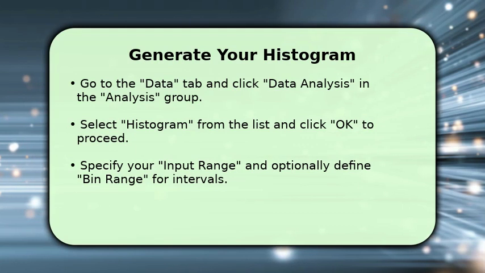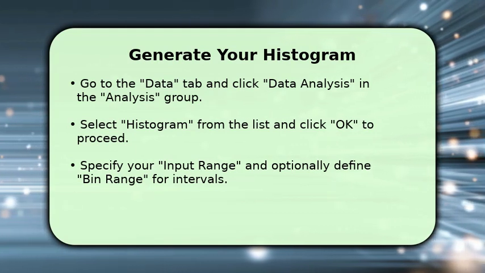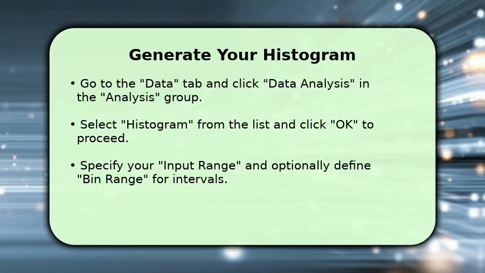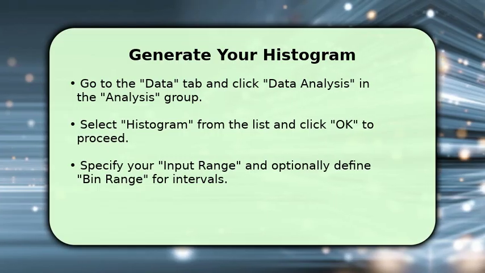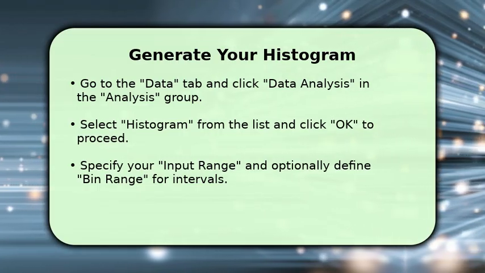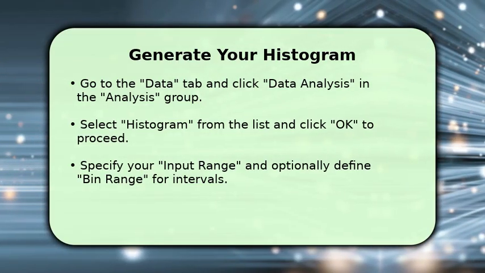With the Analysis Tool Pack enabled, you are ready to generate your histogram. Head over to the Data tab in the Excel ribbon. On the far right, you will find the Data Analysis button. Click it. From the list of analysis tools, select Histogram and then click OK.